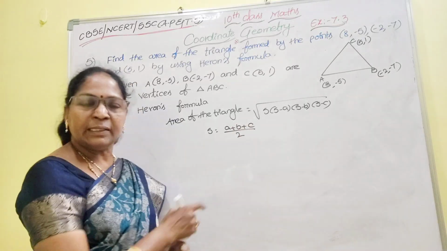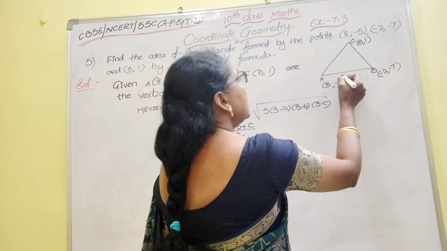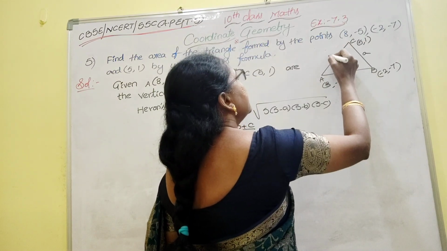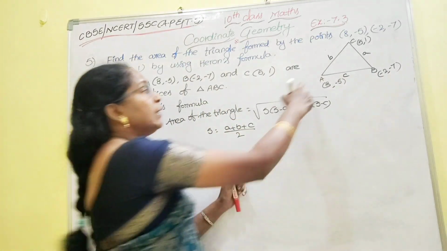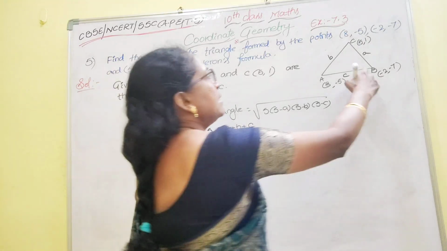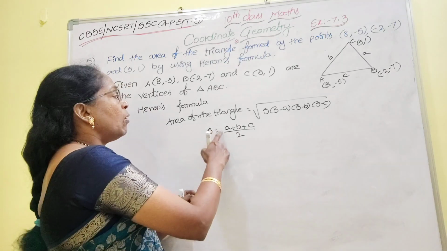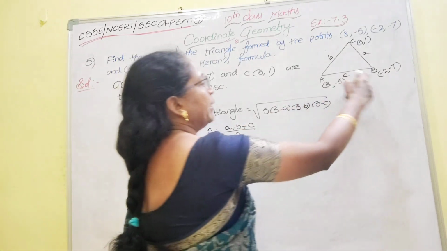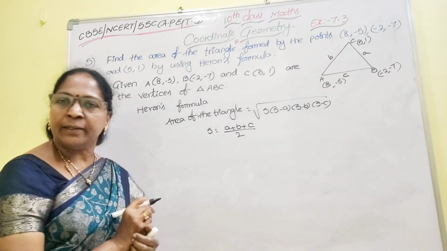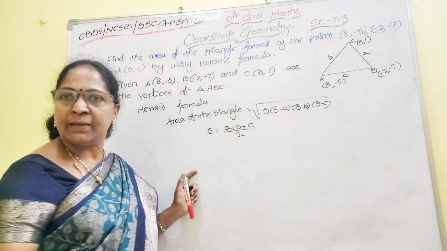These a, b, c are small letters. Here AB distance is c, BC distance is a, and AC distance is b. Whatever letter is not there, that we have to represent here. AB is there, so c you have to represent. BC distance is a and AC distance is b. That means small a, b, c are the distance of AB, BC as well as AC. So what do we have to find first? Using the distance formula, the distance of AB, BC as well as CA.